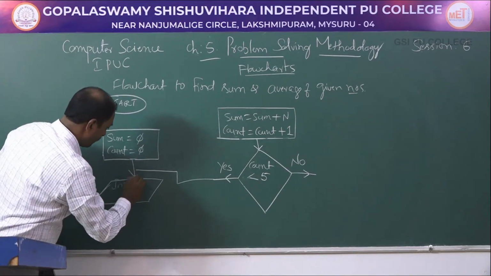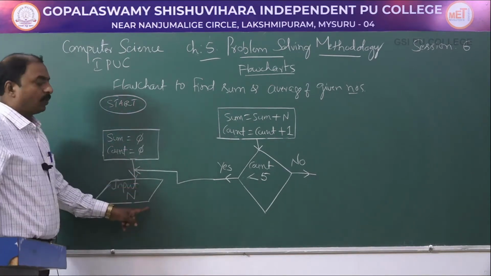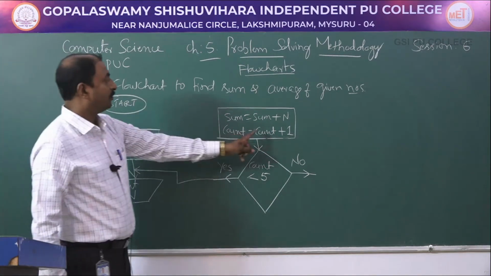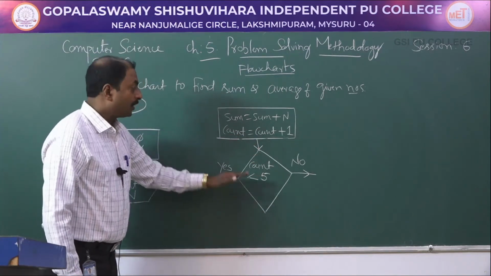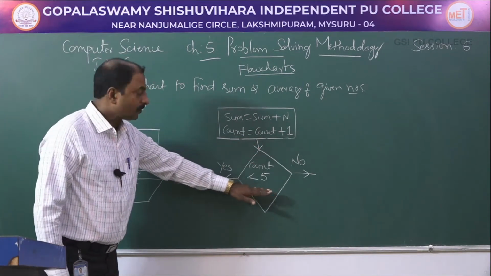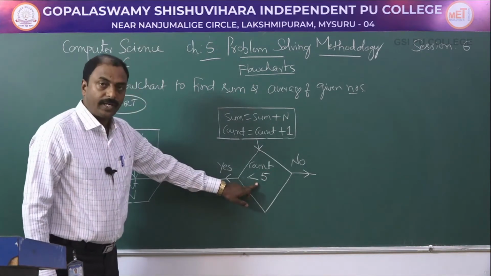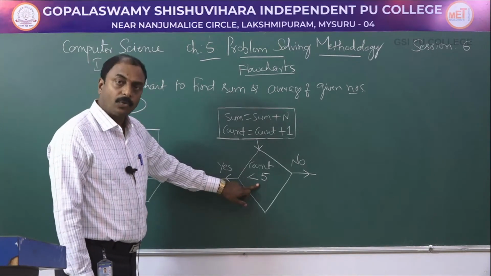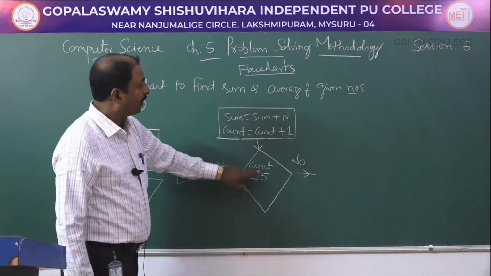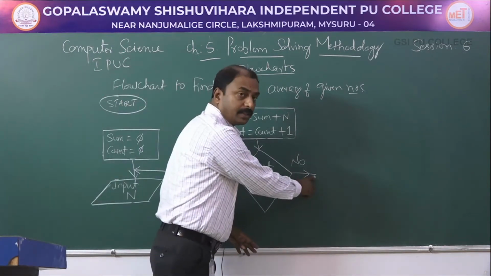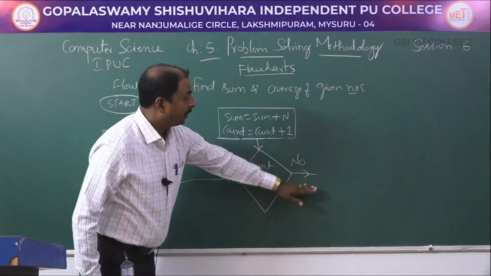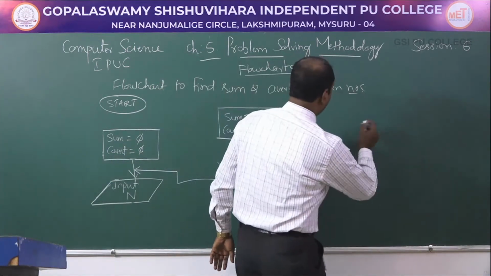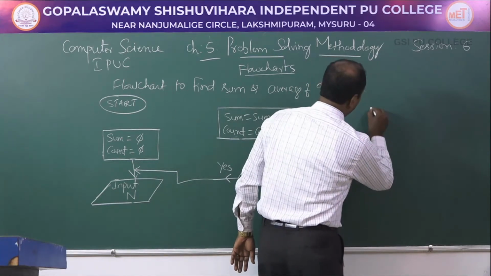It is to accept one more number. Then after this, it comes here. It goes like this. How long will it continue? As long as the value of count is less than 5. Once the condition fails, when the value is more than or equal to 5, it will come out of this. Then you have to stop at this stage. So here I am continuing this flowchart at this stage by using connectors. Here, after this, we have to find the average.